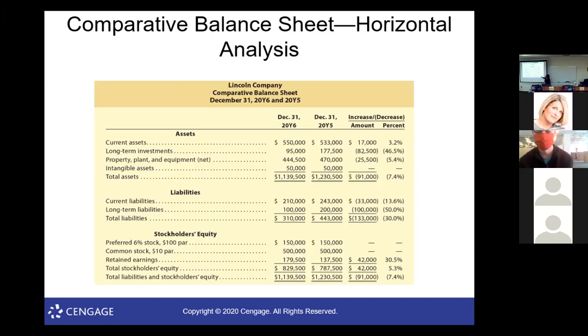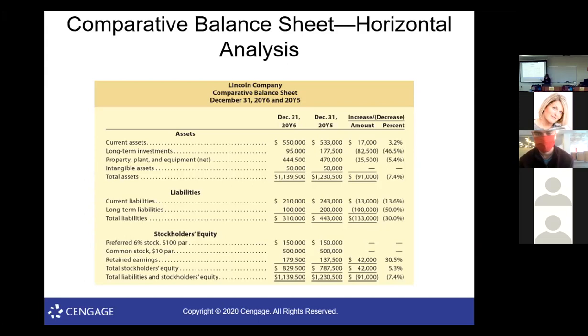So again, we look down in the stockholders' equity section, and preferred stock hasn't changed, common stock hasn't changed. That means that they haven't repurchased any stock and they haven't issued any new stock from year to year, because those numbers stayed exactly the same. And we know that retained earnings has changed. This could be a combination of earnings for the company, less dividends that they paid in that current year.